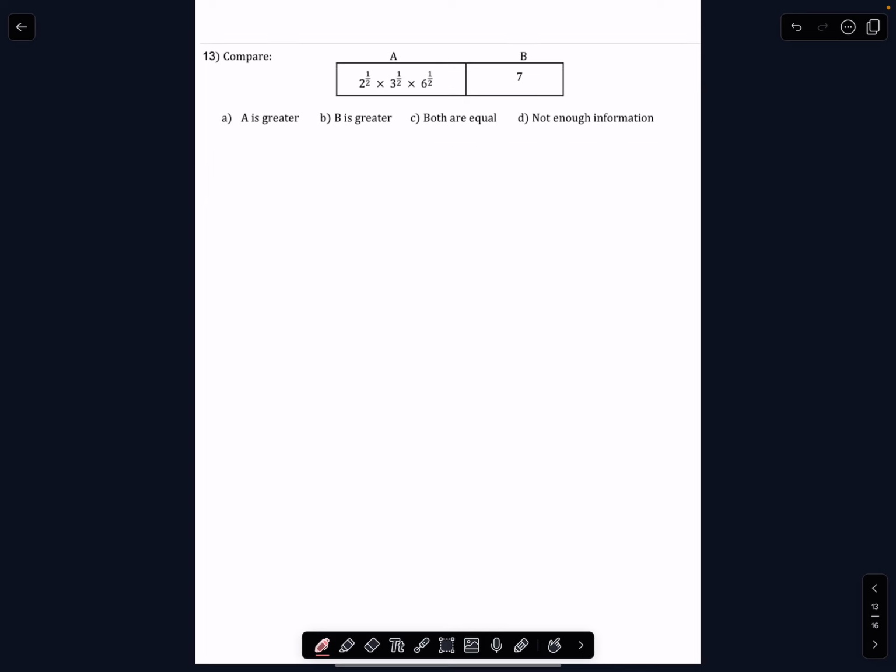greater. Okay, so for number 13, we're asked to compare again. What we're going to do here is we have to break this down. We're going to break it down into like terms of 3 and 2. And just real quick, 6 to the power 1 over 2 is equal to 2 to the power 1 over 2 multiplied by 3 to the power 1 over 2. Okay? So we can rewrite this as this.